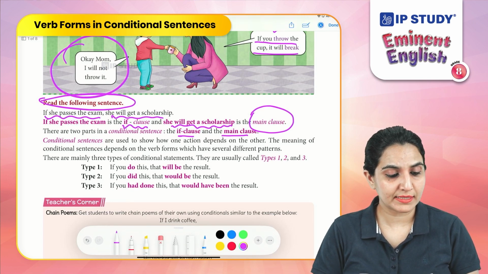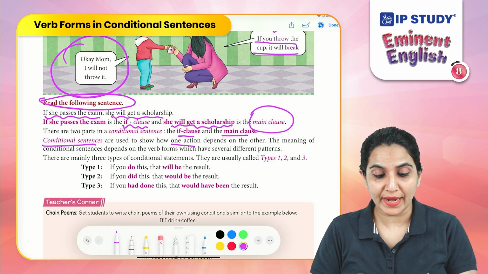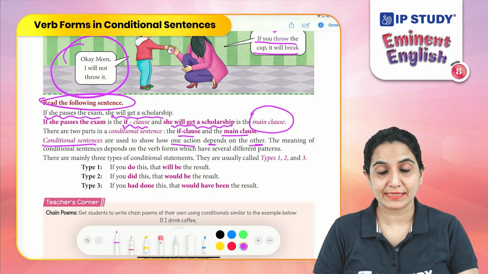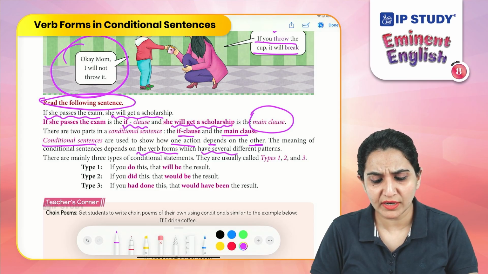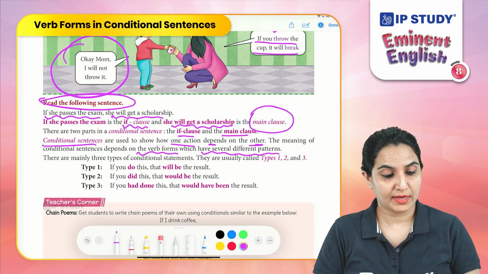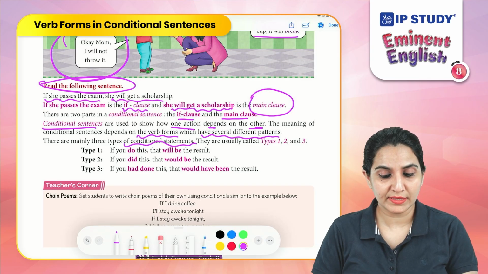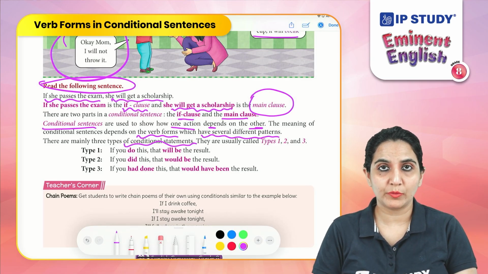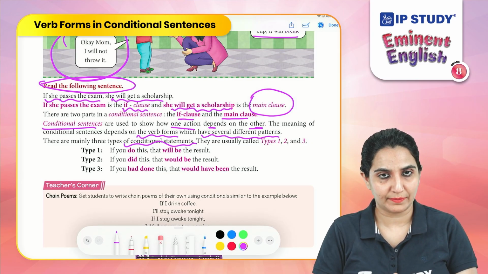Conditional sentences are used to show how one action depends on the other. The meaning of the conditional sentences depends on the verb forms, which have several different patterns. There are 3 main types of conditional statements, and they are called type 1, 2 and 3. There is also one more type, which is type 0, which we will study in this lesson as well.